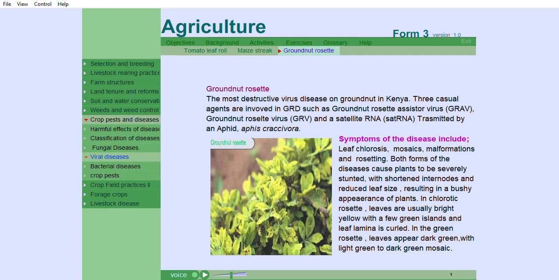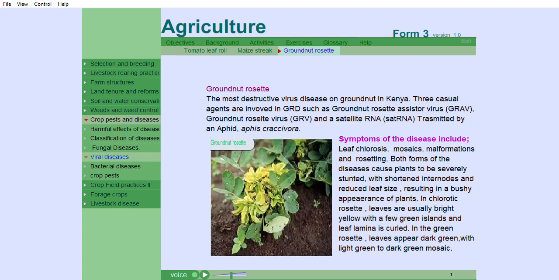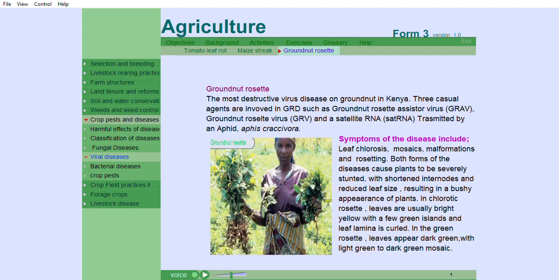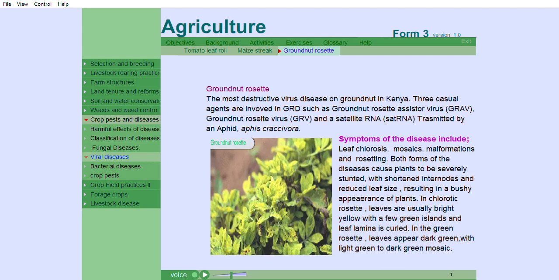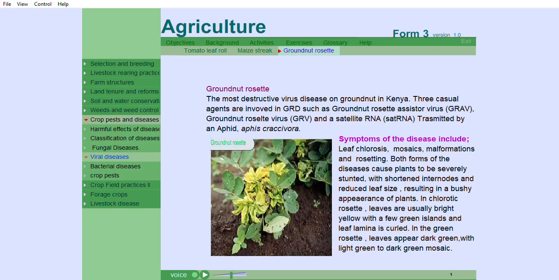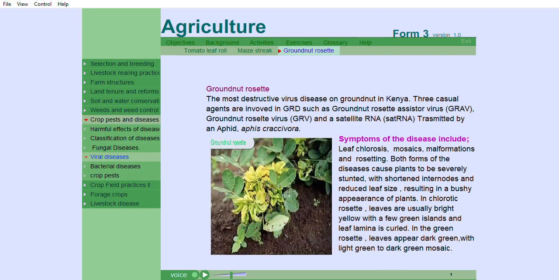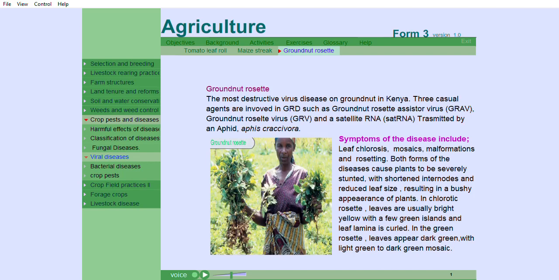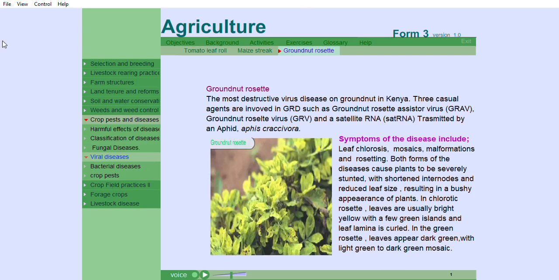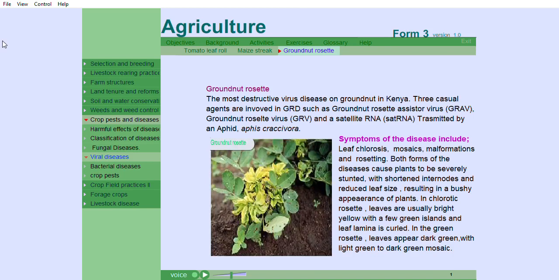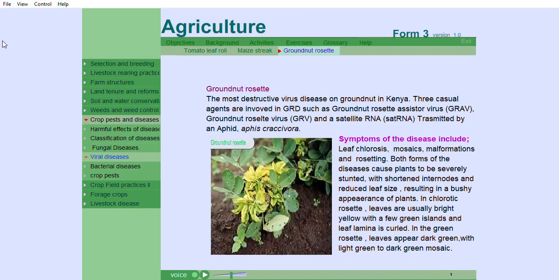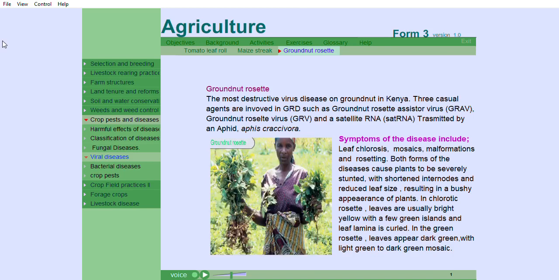Groundnut rosette. The most destructive virus disease on groundnut in Kenya. Three causal agents are involved in GRD: groundnut rosette assistor virus, GRAV, groundnut rosette virus, GRV, and a satellite RNA, SAT-RNA, transmitted by an aphid, Aphis craccivora. Symptoms of the disease include leaf chlorosis, mosaics, malformations, and rosetting.